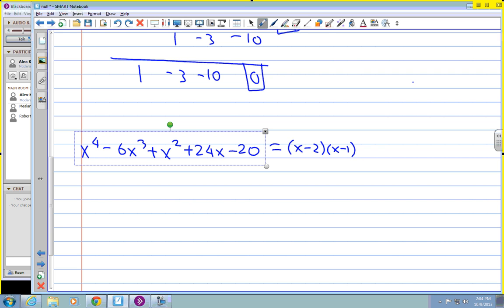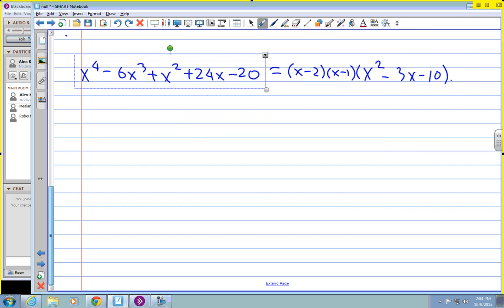Now what's left? What's the other term? It's whatever this quotient is, right? What is that quotient? Right, so right now, I got my polynomial to look like that. Okay?